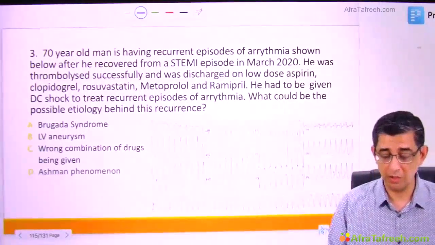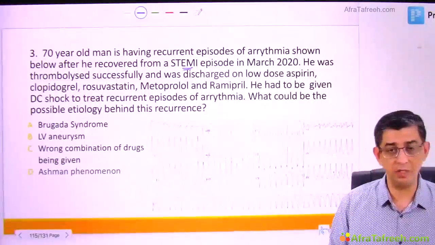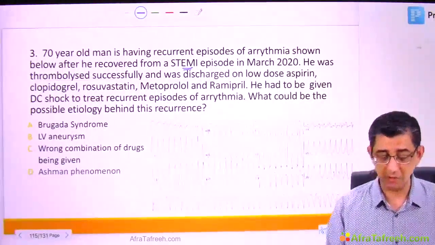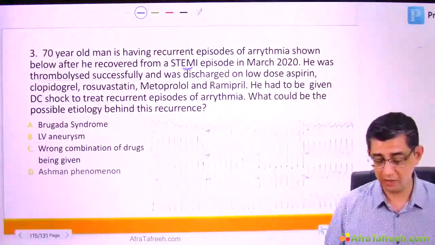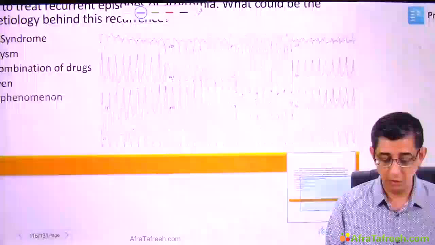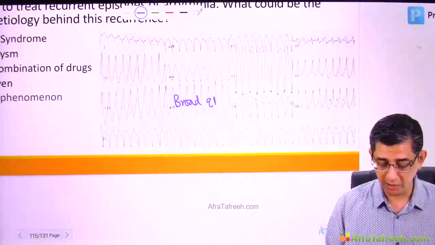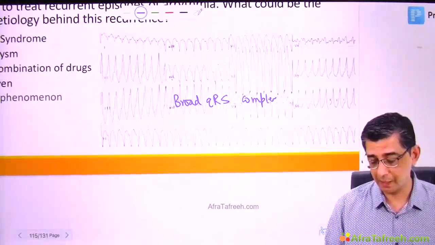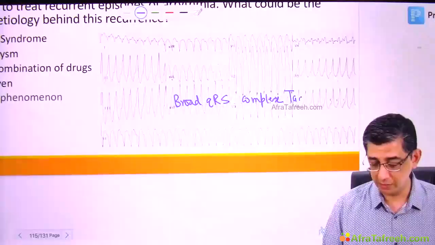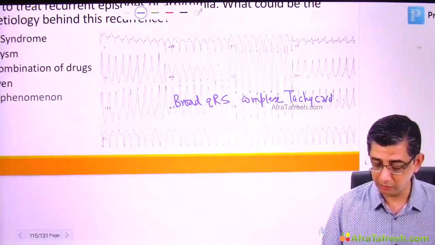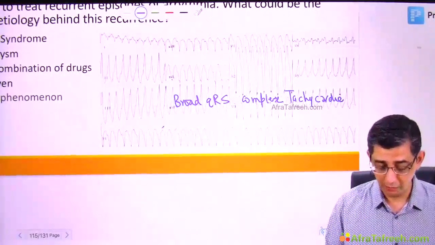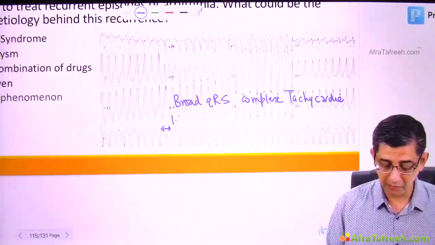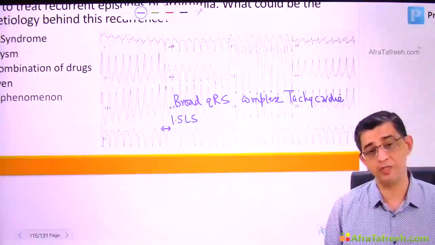So he is telling you that he had a ST elevation MI. He has recovered from that, but after recovery, he is having these recurrent episodes of this tachyarrhythmia. You can very well notice a very identifiable broad QRS complex tachycardia. The heart rate of this patient will be approximately about 150 per minute. If you look at the distance between the R and the R waves, this would be about 1.5 large squares.